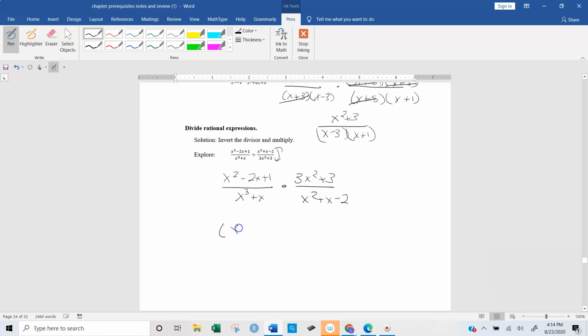So you should have had an x minus 1 and an x minus 1. The denominator, hopefully you factored out your x, getting your x squared plus 1.